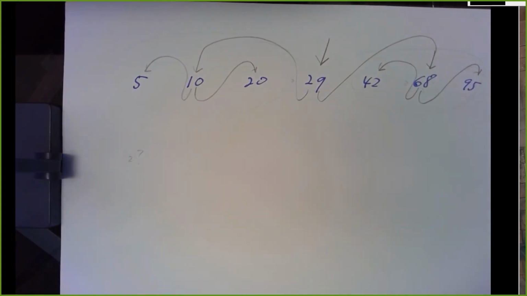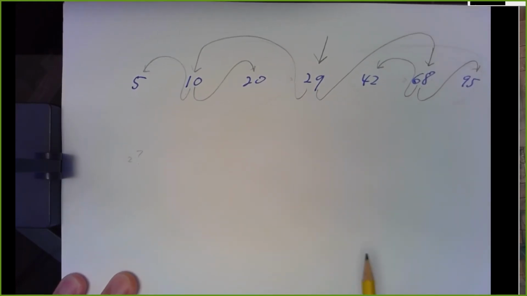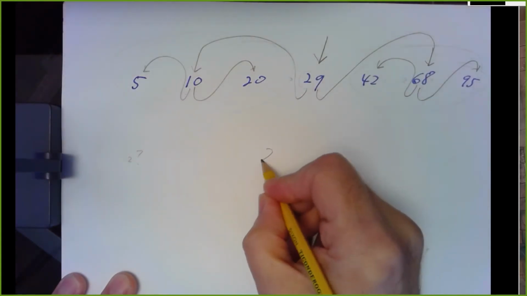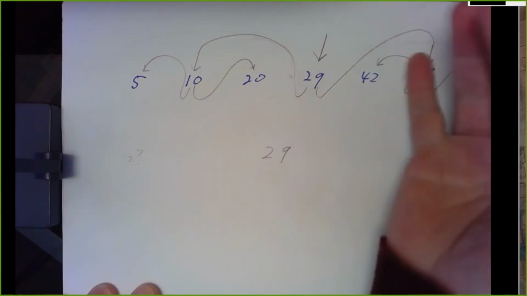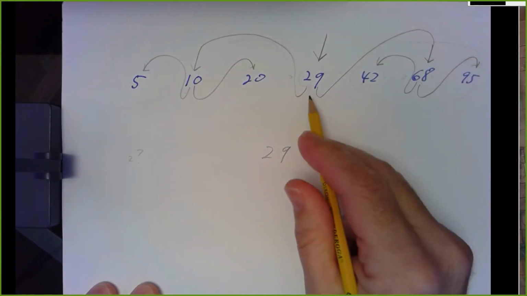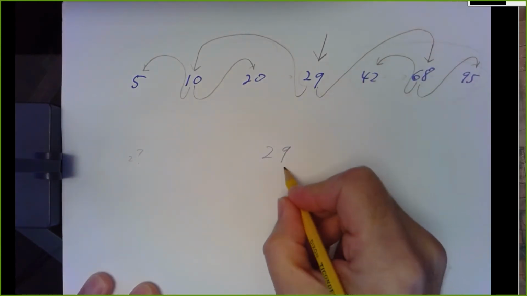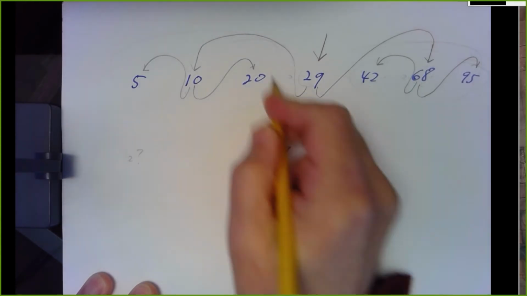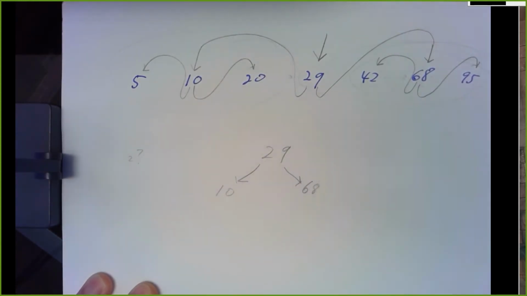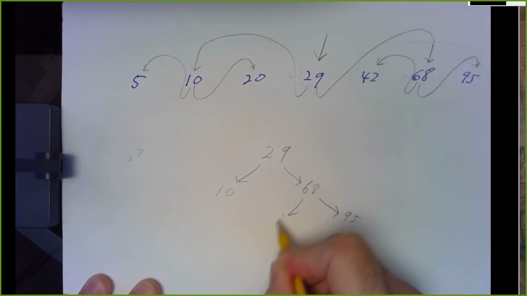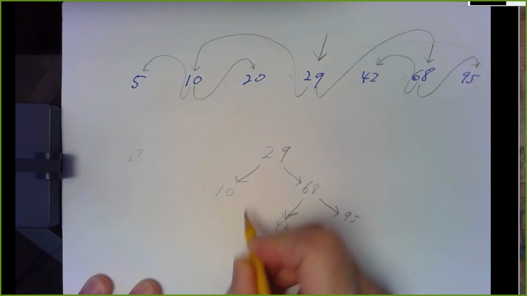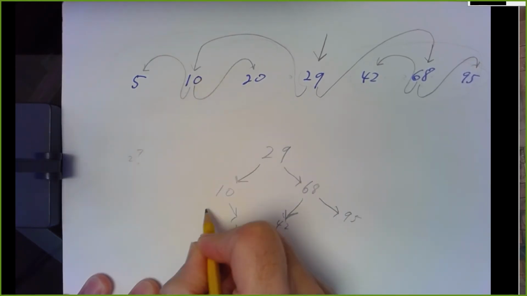Alright, cool. So now we're just going to redraw this in a way that's easier to work with. The way we access this new structure is going to be to start with this node in the middle. So I'm going to put that right here. And I'm going to draw arrows just like this, but I'm going to organize it a little differently. So the 29 is going to point to a 68 on the right, and it's going to point to a 10 on the left. And the 68 is going to point to a 95 on the right and a 42 on the left. And the 10 will point to a 20 on the right and a 5 on the left.